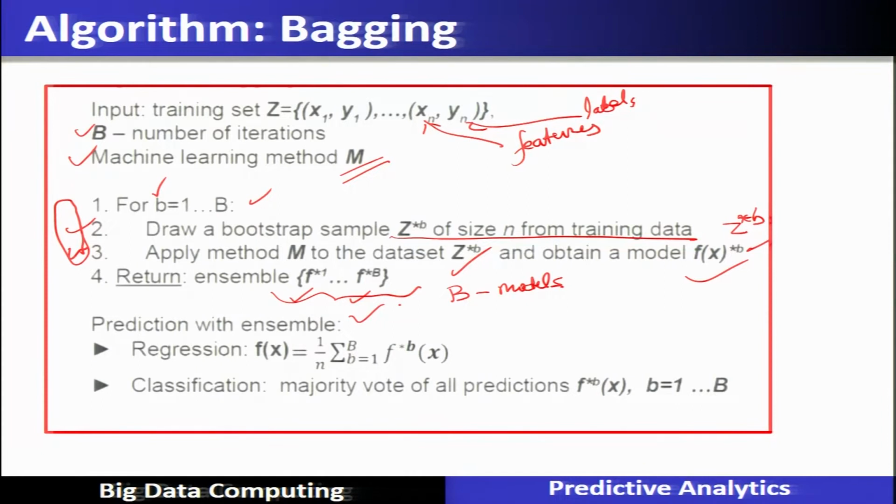If the problem is a regression problem, then the prediction of the bagging model, f of x, is nothing but the average of all the prediction values of the ensemble. And if it is a classification problem, then we go for the majority of all the predictions: every model gives out one prediction, and the majority of those will be the prediction of the ensemble. To understand this, let us consider an example.